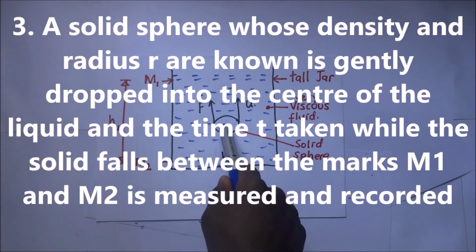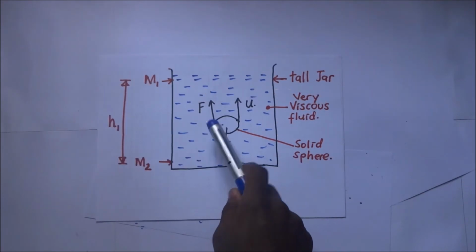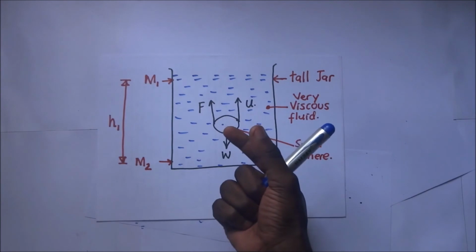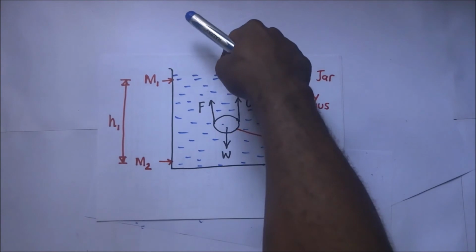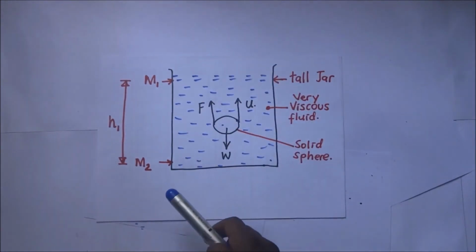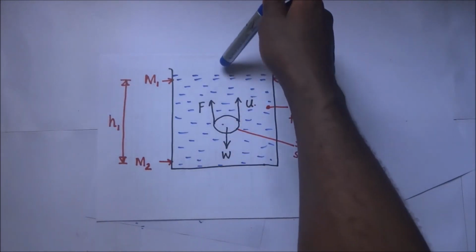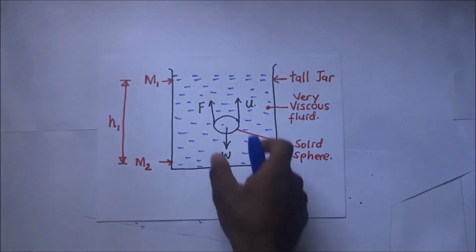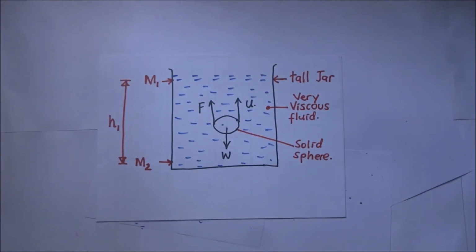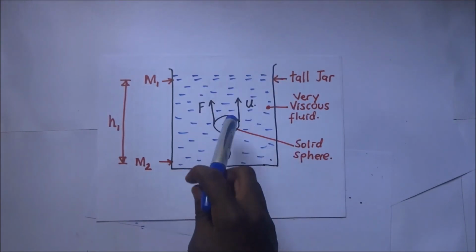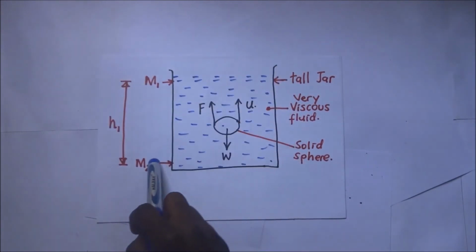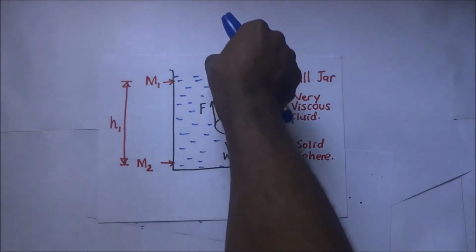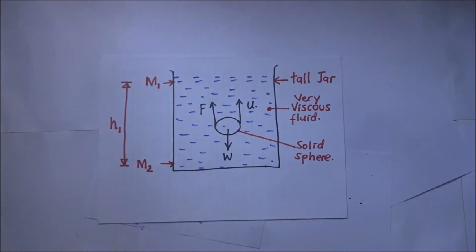Thereafter we get a solid sphere. Again, for this solid sphere, we need to know its density and its radius. After we know those, we are going to gently drop it centrally in that viscous fluid. When you gently drop it, it is going to drop down into that very tall jar. As it is dropping down, you take note of when it passes the mark M1 up to when it reaches mark M2.